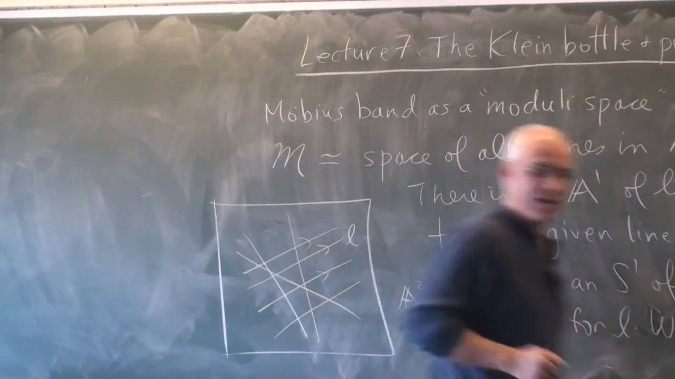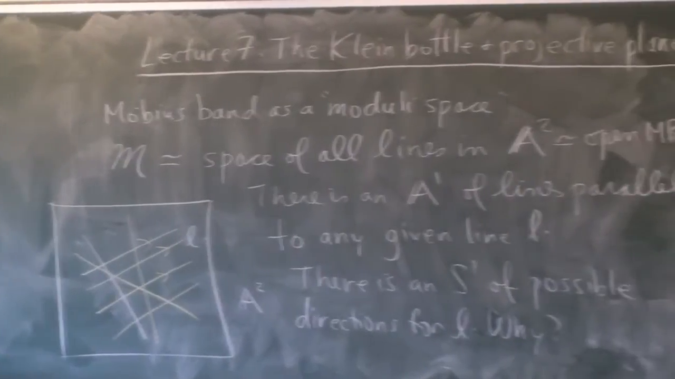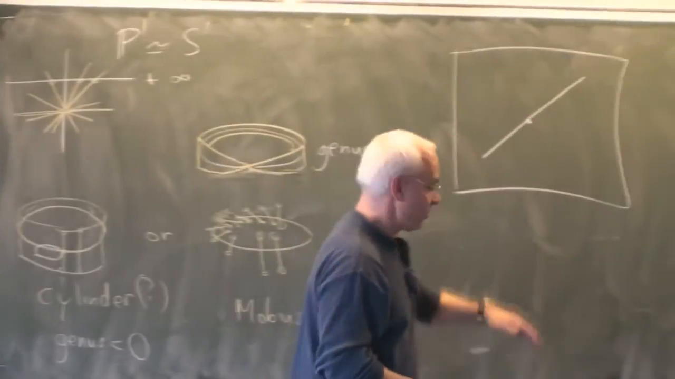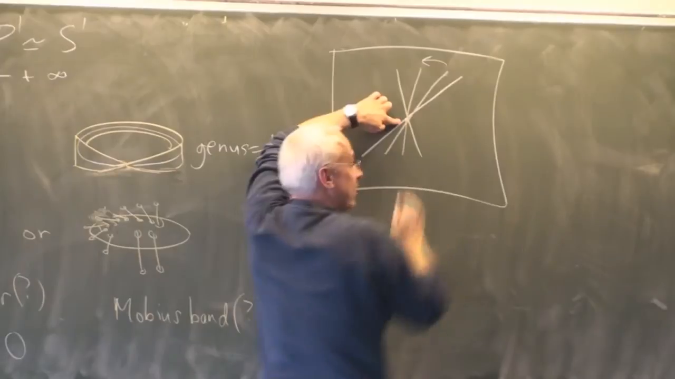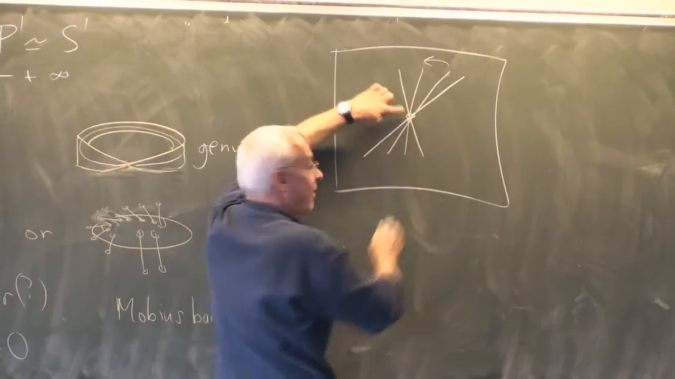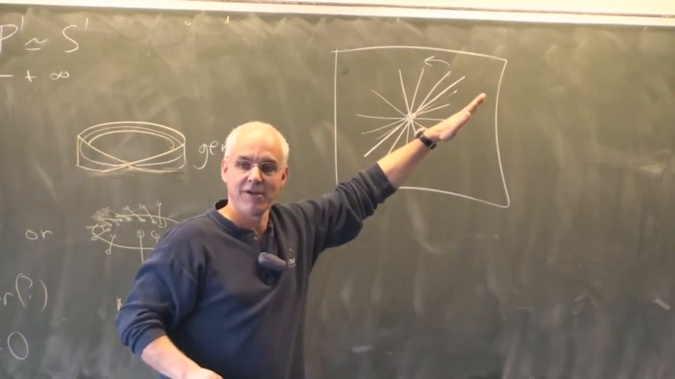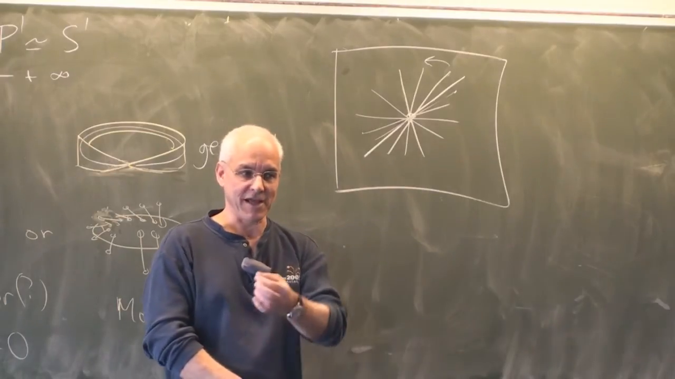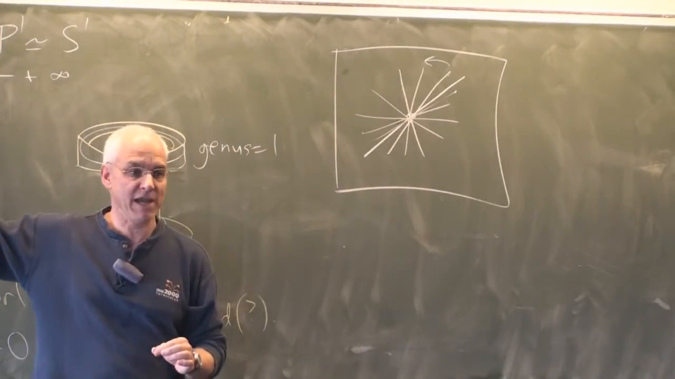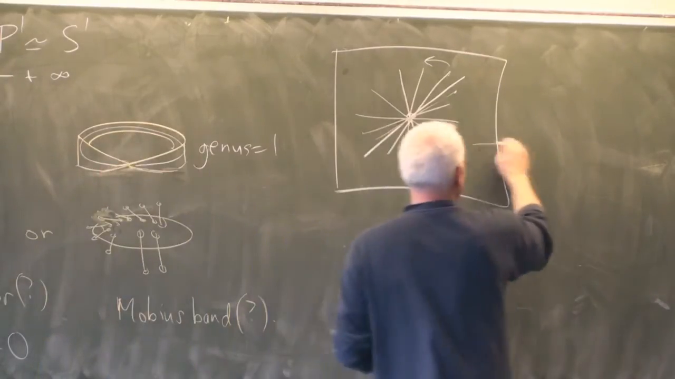Okay, so here's a loop of lines. Here's our A2. So let's start with that line, and now I'm going to consider this whole family of lines. I'm just going to rotate that line around some fixed point, and I'm going to eventually get back to where I started. That's a loop of lines. That's a loop in the moduli space of lines.